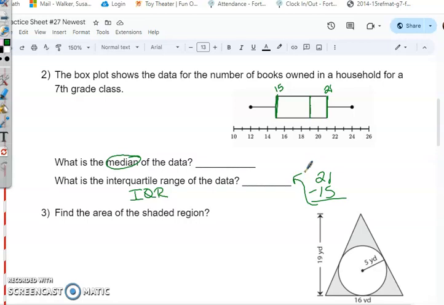Okay? Remember we have Q1, Q2, Q3, Q4. Q1, Q2, Q3, Q4. You subtract Q1 and Q3. Okay, number 3.